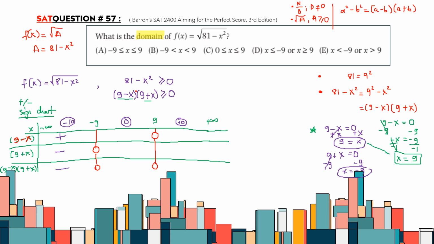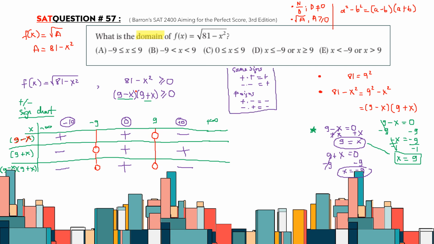So let's try 0. You have 9 minus 0, a positive number, and 9 plus 0, a positive number. Same sign makes it positive. For 10, 9 minus 10 is negative and 9 plus 10 is positive. Different signs make it negative. So positive times positive makes positive, negative times negative makes positive, and different signs, positive times negative or negative times positive, make it negative.